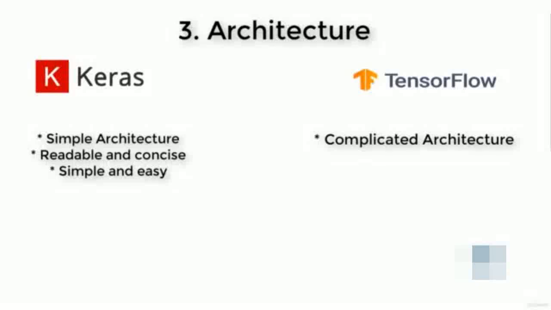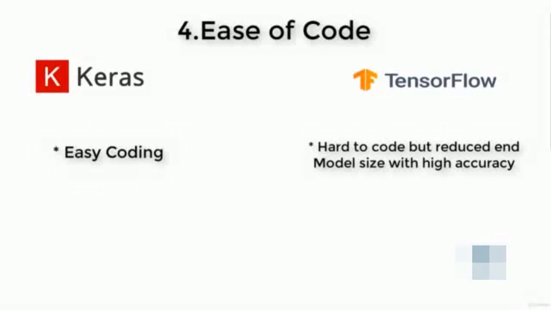TensorFlow, on the other hand, is not very easy to use and has a complicated architecture that might not be very helpful for beginners. The next parameter of comparison is ease of code. Now, one advantage of using Keras is that there is a single line of code for implementing it, which makes it the preferable framework for the coders. But TensorFlow provides a reduced size of model along with high accuracy.